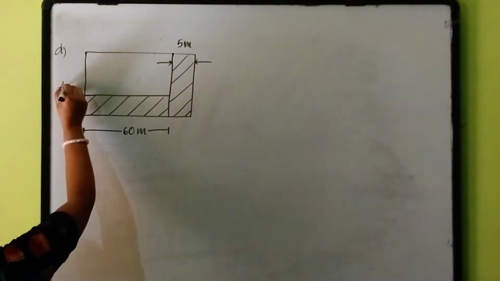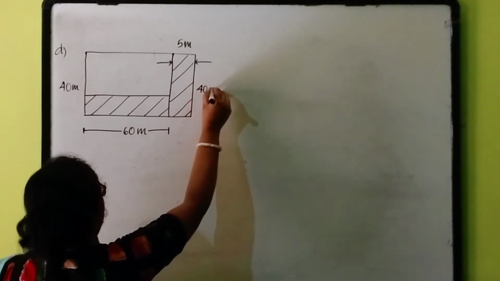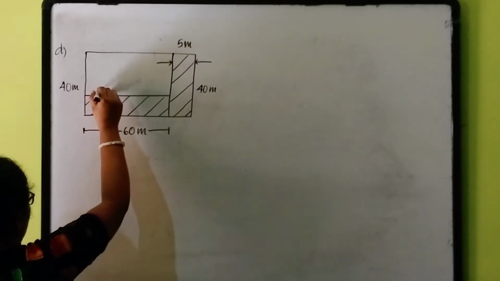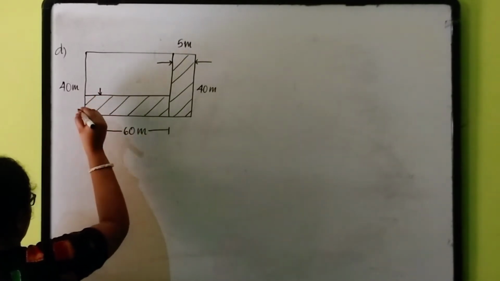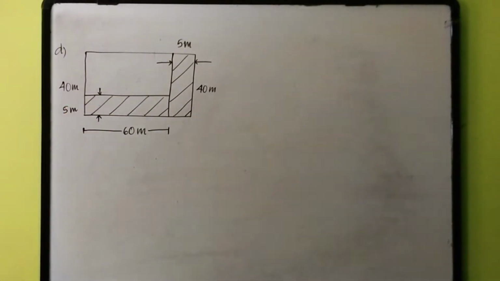This is your 40 meter. If this is 40 meter, then this will also be 40 meter. Okay? And this one is 5, so here also it will be 5. This one will also be 5. They have not mentioned it, but it will be your 5 meter. Understood? Then you have to find out the area of the shaded portion.